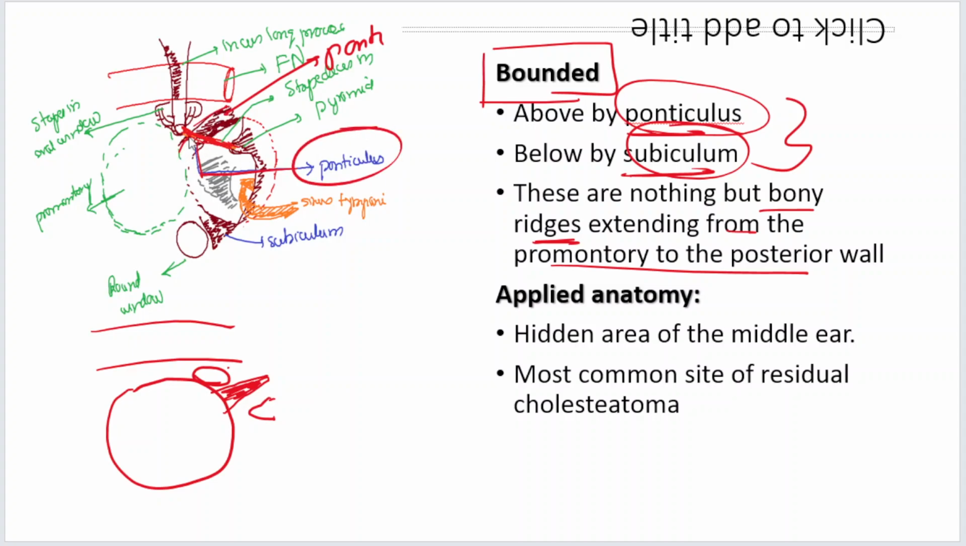There is a ridge of bone that is coming from the promontory going back towards the posterior wall, and there is another ridge of bone that is going from the promontory to the posterior wall. The lower one is called the subiculum. The recess that is present in between the ponticulus and the subiculum, which is medial to the bulge of the facial nerve, is called the sinus tympani. This is the hidden area and the most common site of residual cholesteatoma as we described.